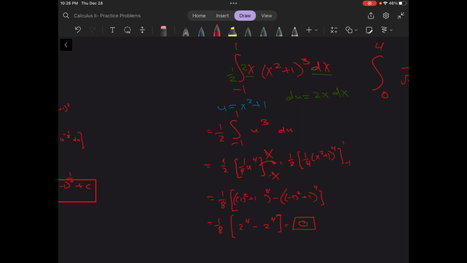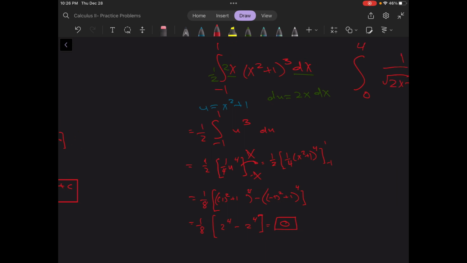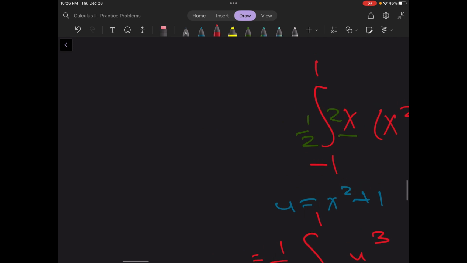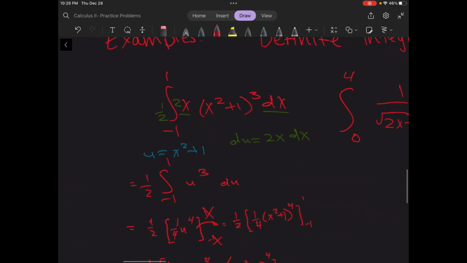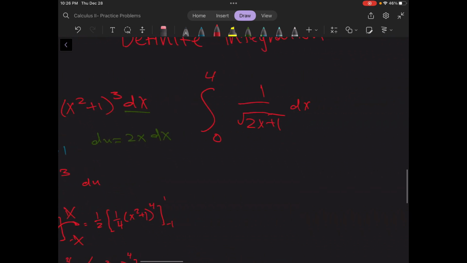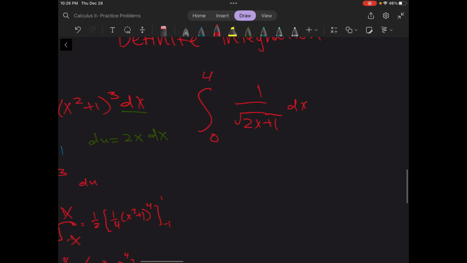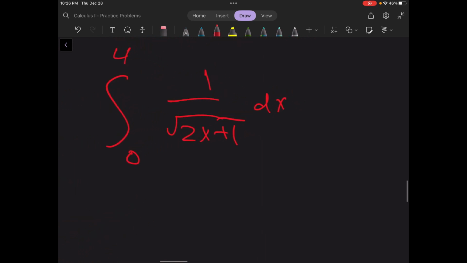This is because the graph must be symmetrical about the y-axis, so all of this negative area from negative 1 cancels with the positive area of positive 1. And anyways, moving on to this question, 0 to 4.